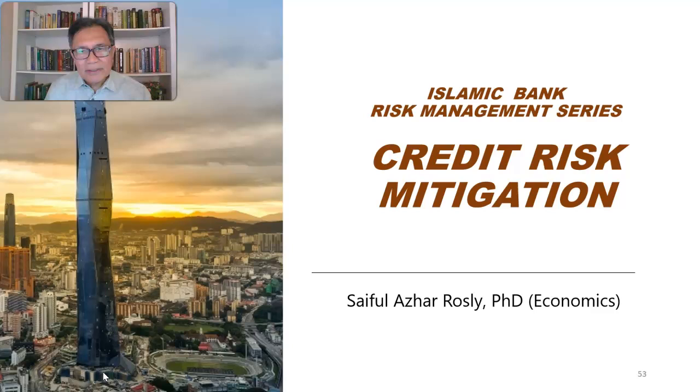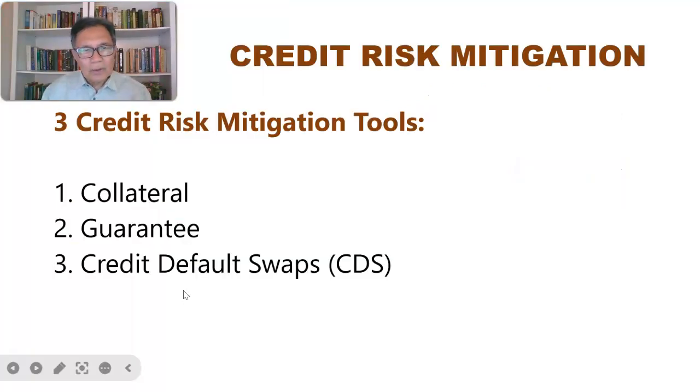So risk mitigation is a means by which the bank would look for ways and means to minimize the loss from the loan and murabaha exposure. And the main three risk mitigation tools are as follows. Number one, collateral, number two, guarantee, and number three will be the credit default swaps.